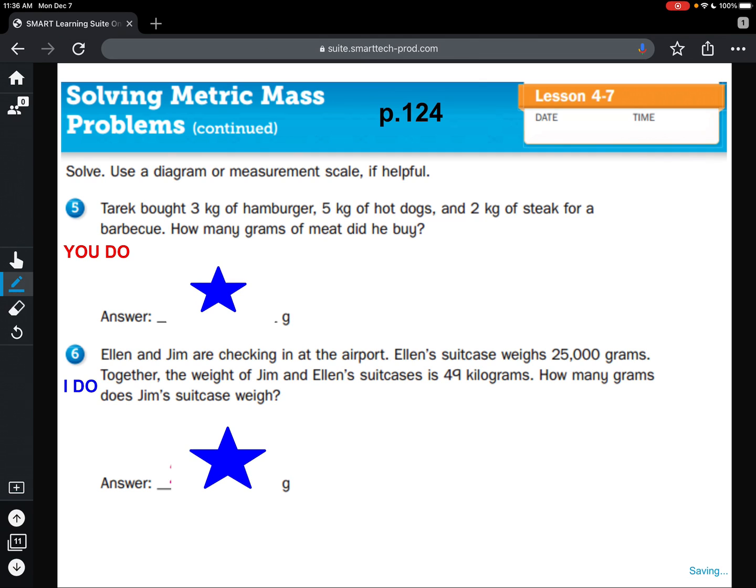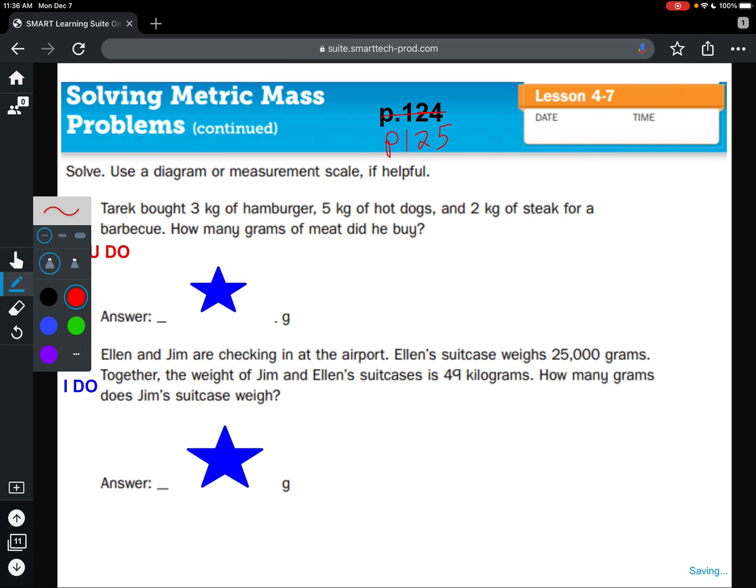Now, we are on page 125. My note at the top is actually wrong. It's page 125. This says solve. Use a diagram or measurement scale if helpful. So we'll do that in step 3 to check our work. Let's look at number 6. I'm going to do this one for you, and I just want you to watch.